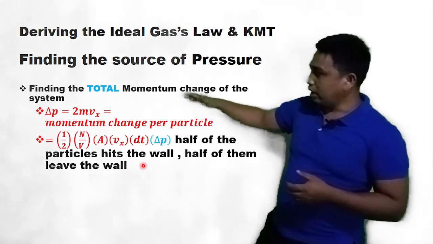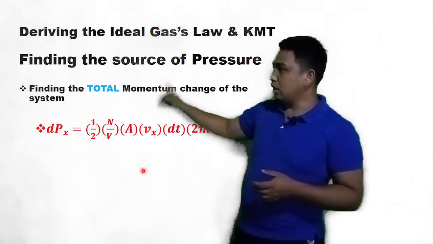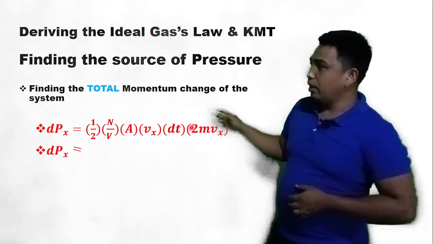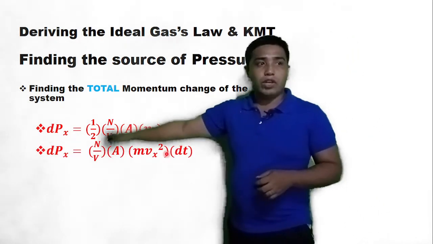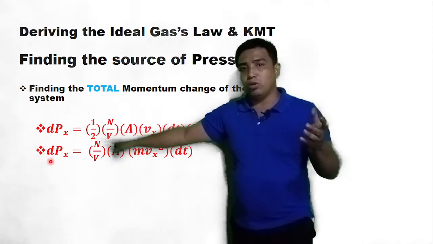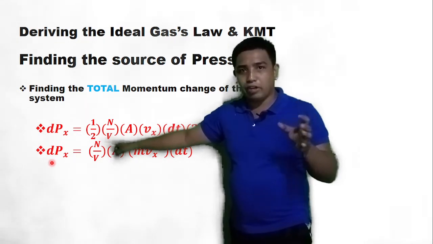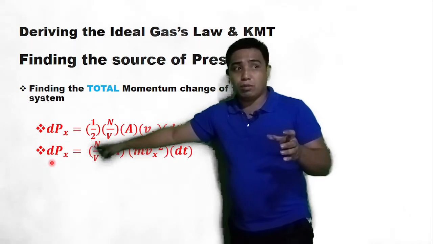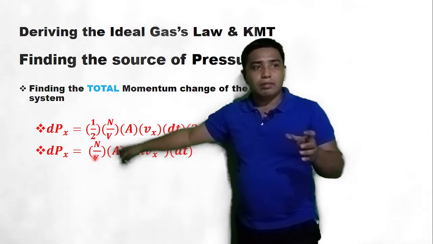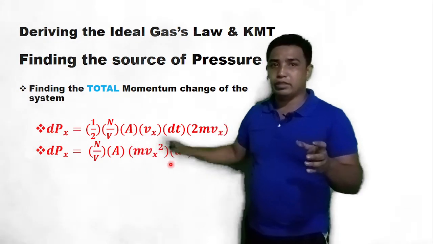Alright, so we can actually simplify this formula, and you will see that the denominator will cancel out. So 1/2 here times 2 here will be cancelled out. So the total momentum change in the system is equivalent to dpx. Those of you who know a little bit of calculus will see that dpx, the change in momentum in the x-axis, is equivalent to N over V times A times mvx squared times dt.